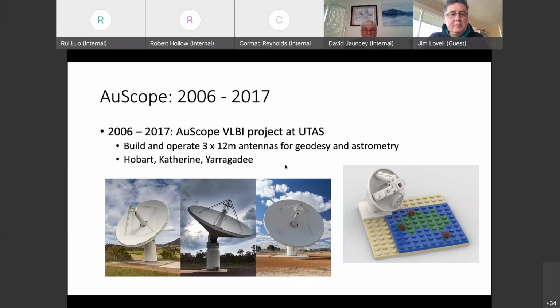I spent the next 10 years working on the Ozcope VLBI project, which is a geodetic VLBI array, which you may or may not have heard of. I guess you probably have. I was responsible for constructing and commissioning that array and then eventually managing it. We built and operated, and they're still going, 3 12-meter antennas for geodesy and astrometry. That map on the right-hand side shows where they are: one in Hobart, one in Katherine, and one in Yarragadee. And there are some photos of the real ones on the left. That was the project I worked on until 2017.